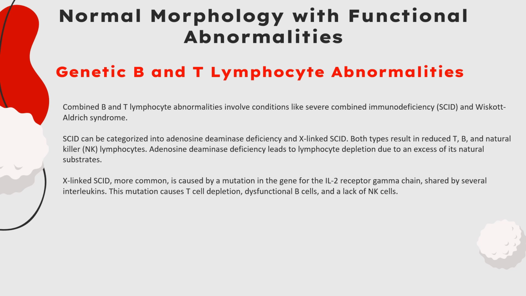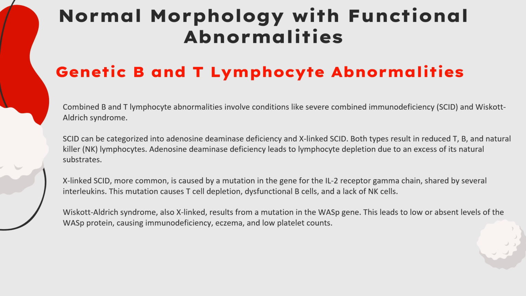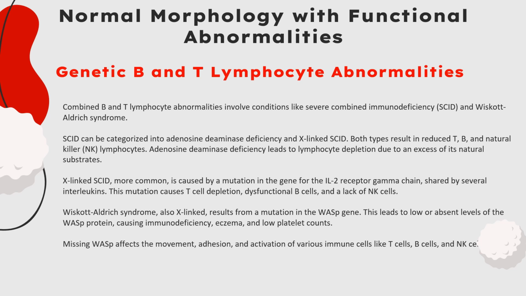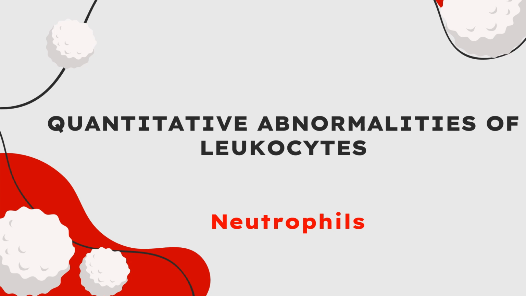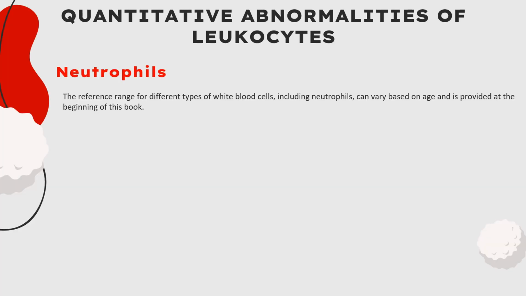Our journey wouldn't be complete without Wiskott-Aldrich syndrome, an X-linked disorder caused by a mutation in the WASP gene. This leads to low or absent levels of the WASP protein, resulting in immunodeficiency, eczema, and low platelet counts. The absence of WASP impacts the movement, adhesion, and activation of various immune cells like T cells, B cells, and NK cells. Let's explore the world of quantitative abnormalities of leukocytes, focusing on those mighty defenders known as neutrophils. Before we dive in, remember, the reference range for white blood cells, including neutrophils, can vary based on age. Always consult reliable sources for accurate values.